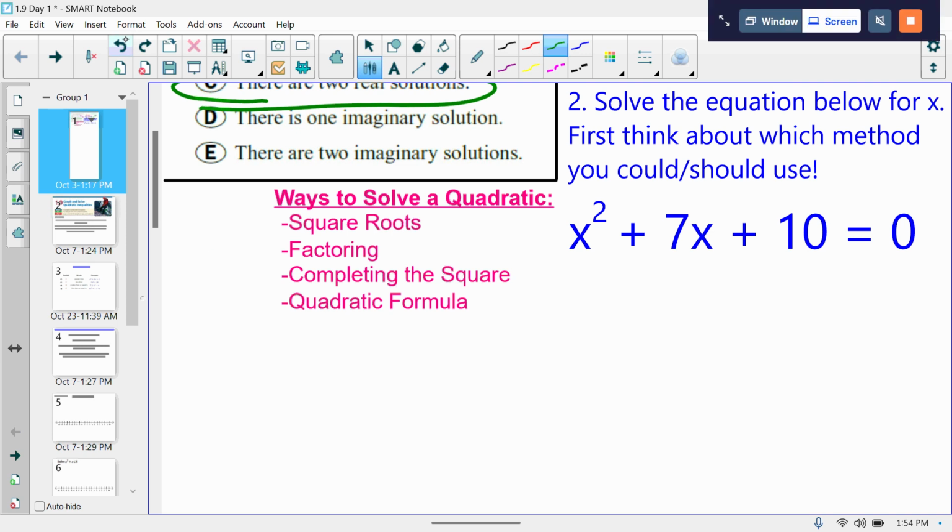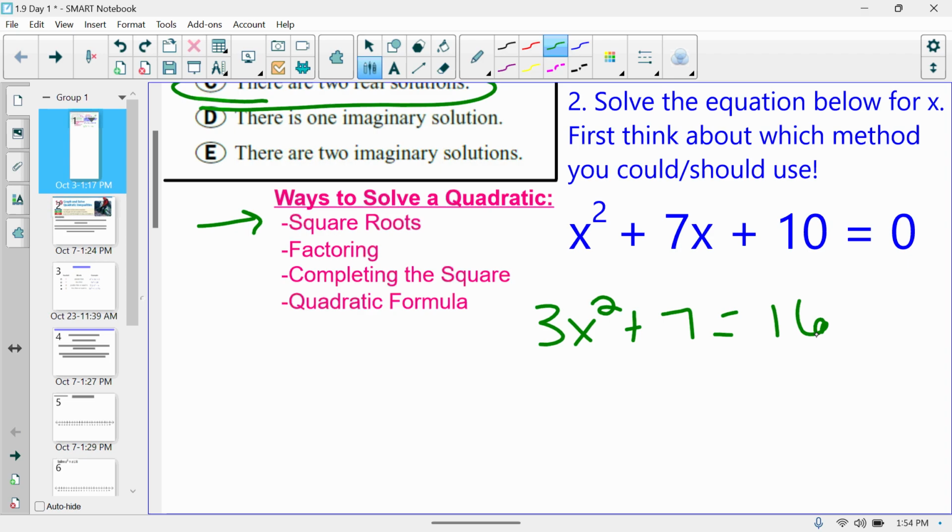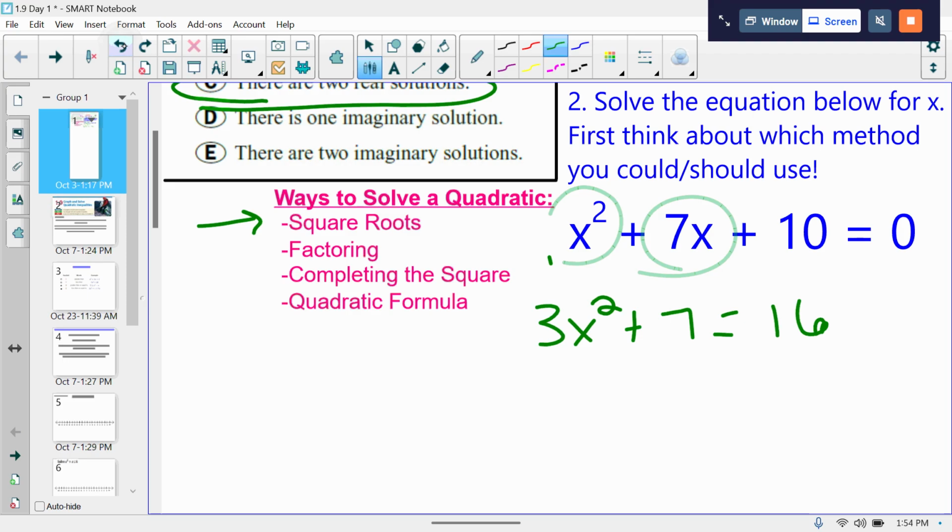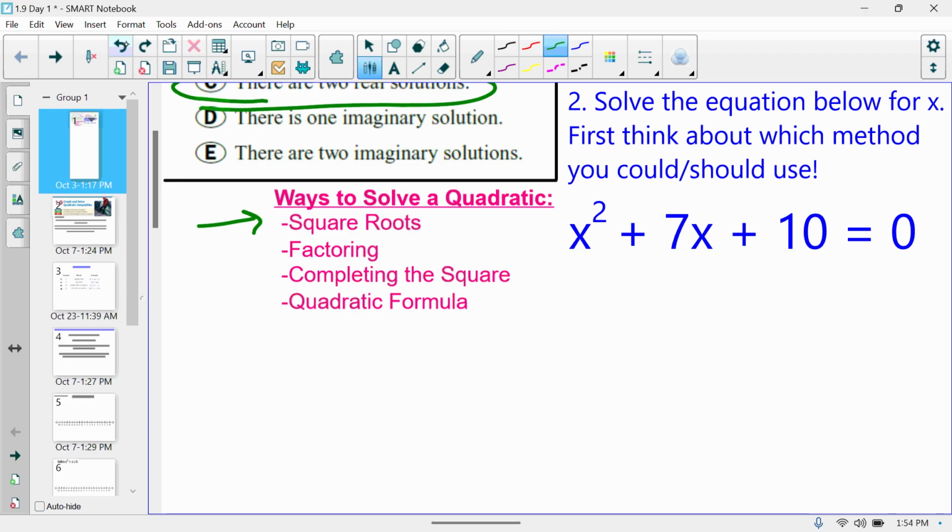But I do want to mention real quick square roots. Like square roots aren't even possible for this question. Square roots are possible if we had an equation that maybe looked something like this, because we could just work backwards till the x is alone, right? See how it only has an x squared? If it's got an x squared and an x in it, because those can't be combined, you can't even use square roots unless you complete the square first. So that would be a lot of work.